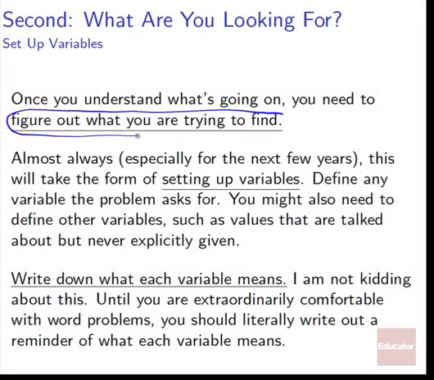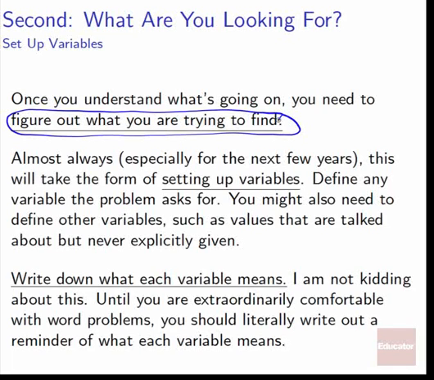What are the ideas that are central here that you need to be able to work out this problem? Now, almost always, especially for the next few years before you get into really advanced math classes, if you continue to study math in college, so pre-calculus, calculus, even the next couple years, this will take the form of setting up variables.